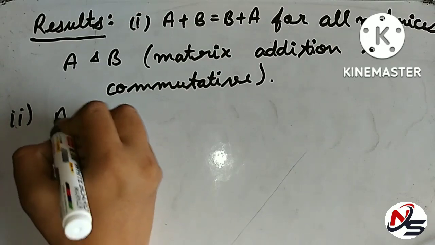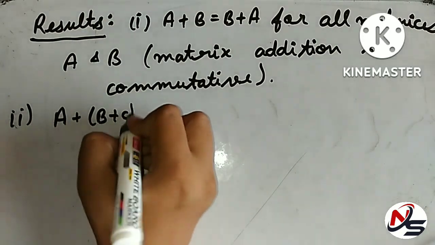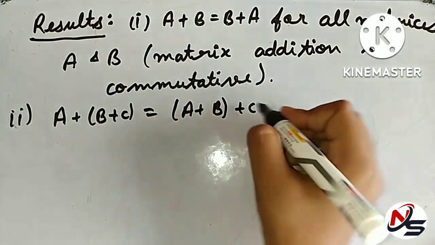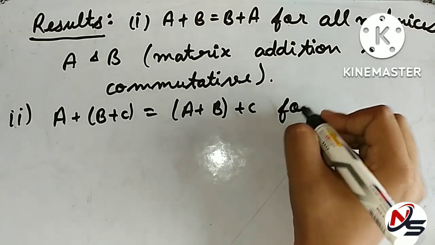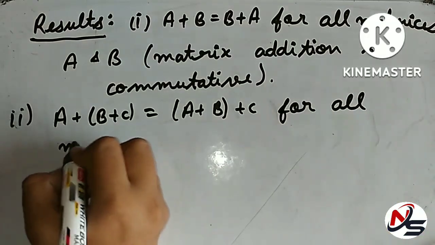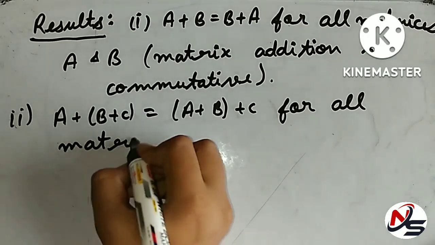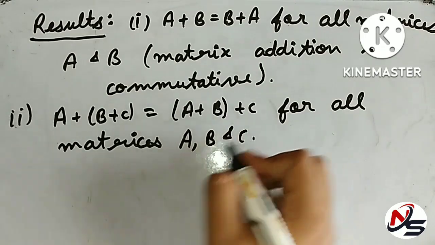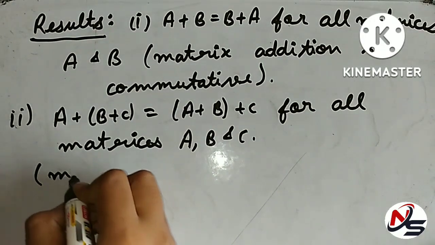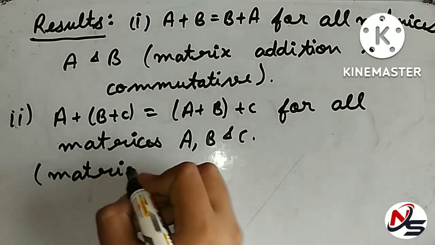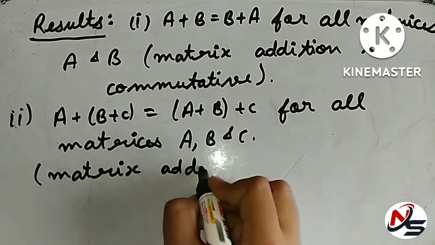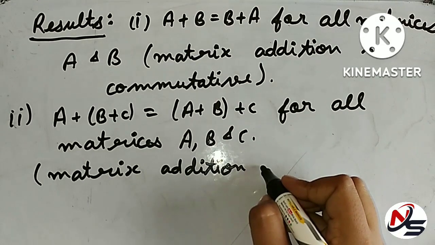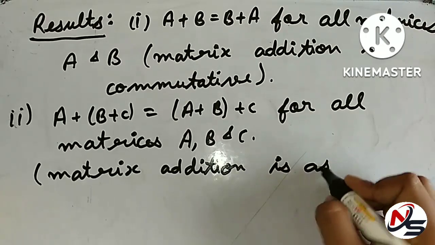Second, A plus (B plus C) equal to (A plus B) plus C for all matrices A, B and C. Matrix addition is associative.